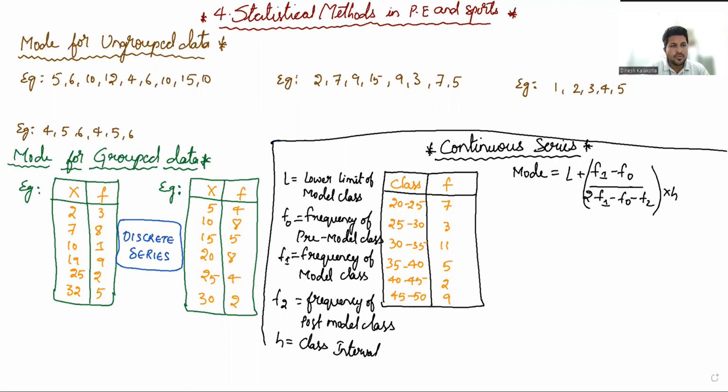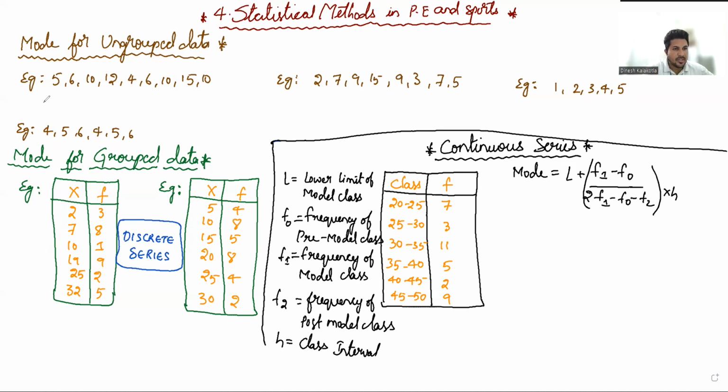First we need to know what a mode actually is. What do you mean by mode? Any score which is repeating the maximum number of times in the given data is nothing but the mode. So in the given scores, if one number is repeated many times, then you take that number as the mode. Now let us see it for ungrouped data.